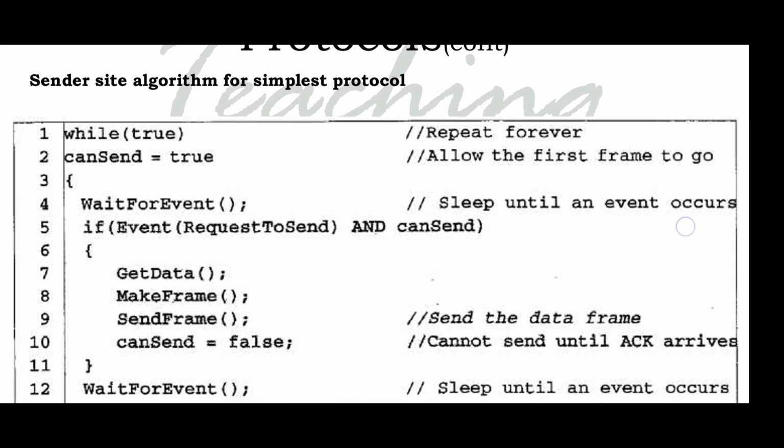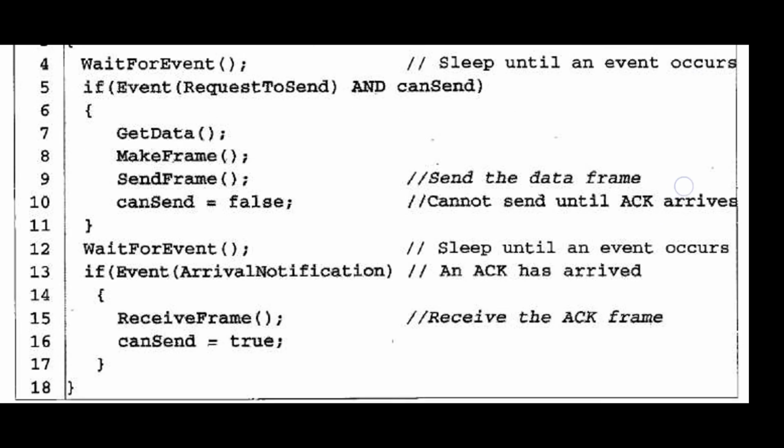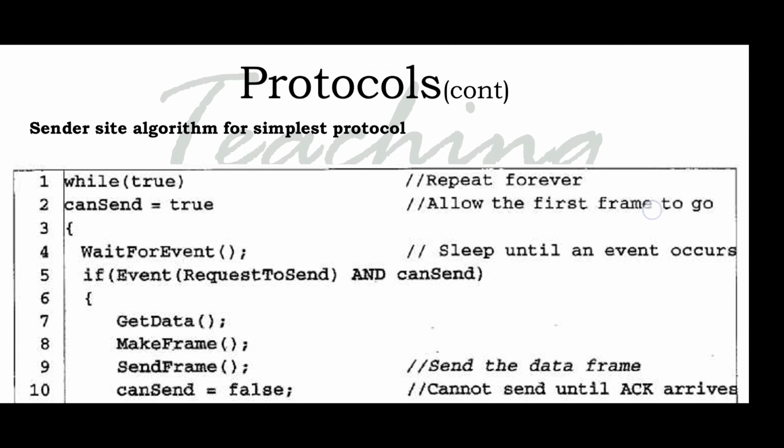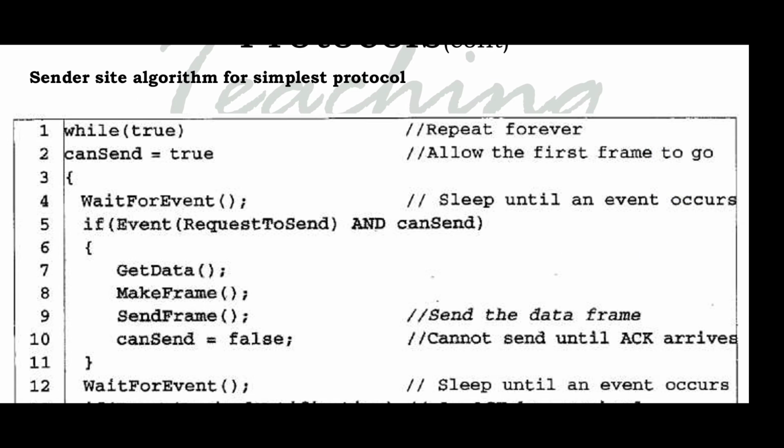And figure 2 shows the sender side algorithm and receiver side algorithm. So we are now discussing the sender side algorithm. In the sender side algorithm, two events can occur: a request from the network layer or an arrival notification from the physical layer. Comparing to the simplest protocol, there is only one event that can occur, the request from the network layer.